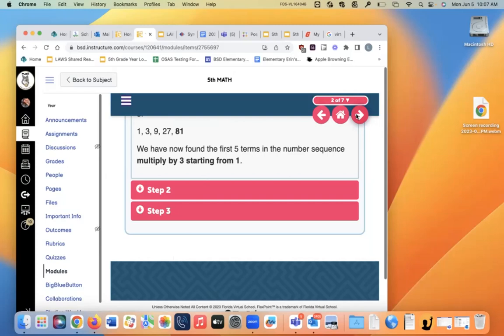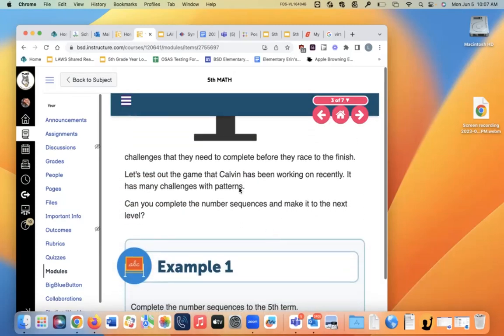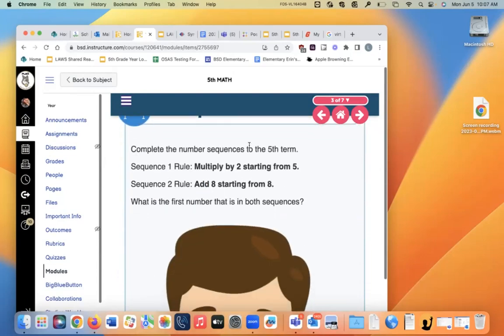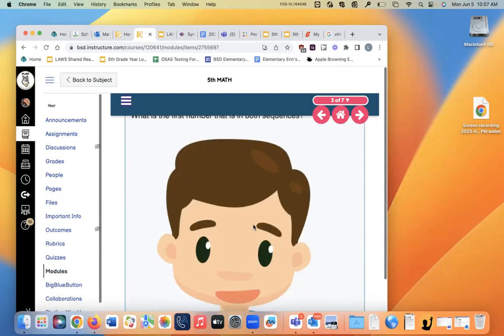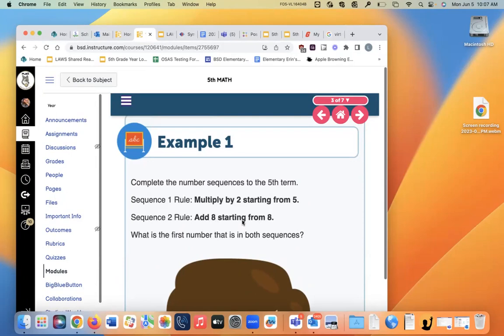That's what they're asking you to do, is create a sequence of numbers. Let's test out the game. Complete the number sequence to the 5th term. Multiply by 2 starting from 5. 5 times 2 is? People, put it in the chat or say it. What's 5 times 2? 10. So the first number is 5. The second number is 10.